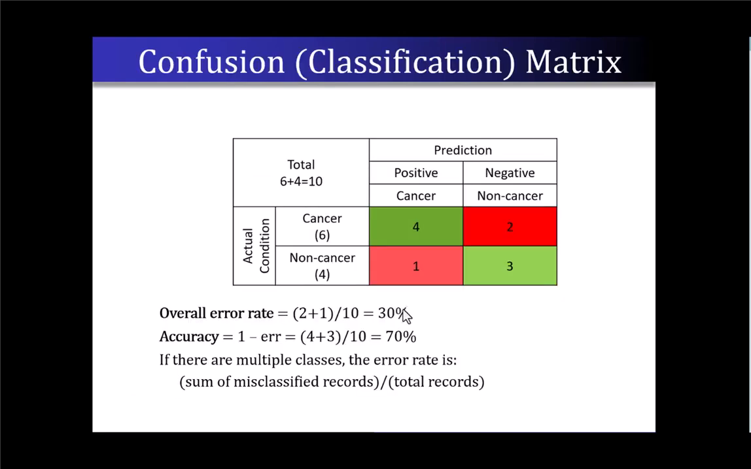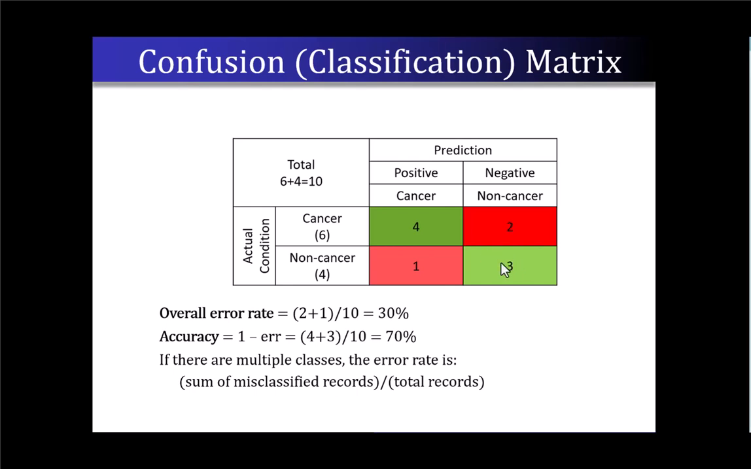So let me give an example which will probably illustrate the situation better. Assume that there are 10 patients, 6 of which have cancer, 4 of which are non-cancer. And this is our model. Assume that we correctly predicted 4 out of 6 patients as positive cancer, but 2 of them are predicted as negative, which is wrong. For the negative ones, there are 4 non-cancer people here. So one is incorrectly predicted as positive, but in fact it is not cancer. So these 3 are in fact not cancer, and we correctly predicted them as negative.